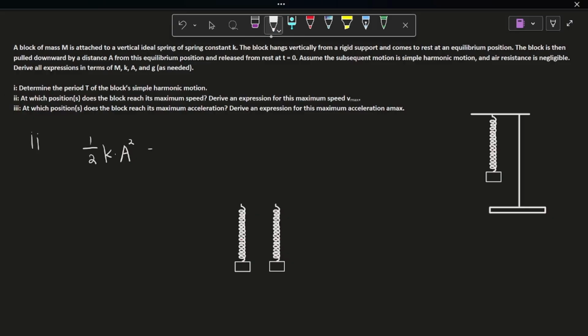And it is equal to, at its equilibrium state, we can consider this surface the zero potential energy surface. At this surface, it has its maximum speed and no potential energy, which is 1/2 mv squared, from which we can solve that v is equal to A times the square root of k over m.